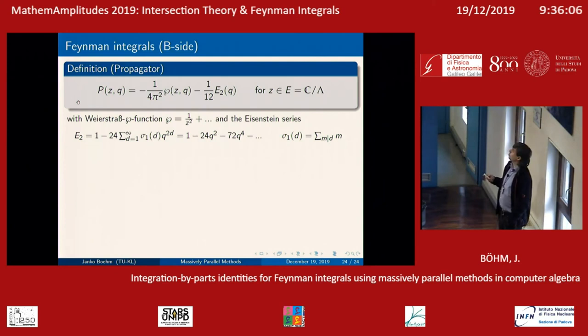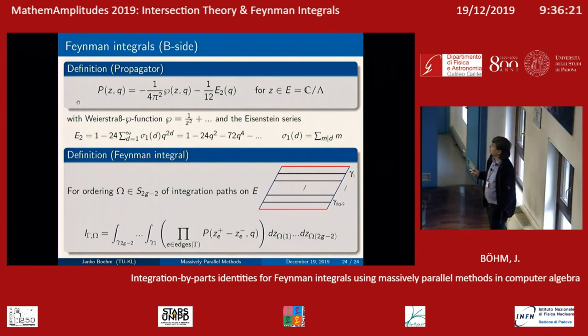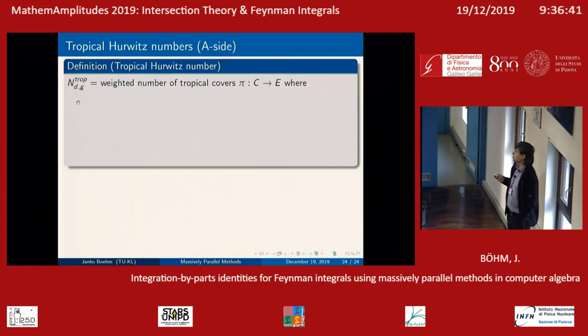This is 1 over z squared, but then you must make it periodic on your elliptic curve, which is a torus. So you can think of it as C modulo lattice. And yeah, so the integration then happens through parallel paths on this torus. So you identify that, that, and that, and that, and you get a torus, and there are your integration paths. The integration variables are, in our setting, the vertices of the Feynman graph.